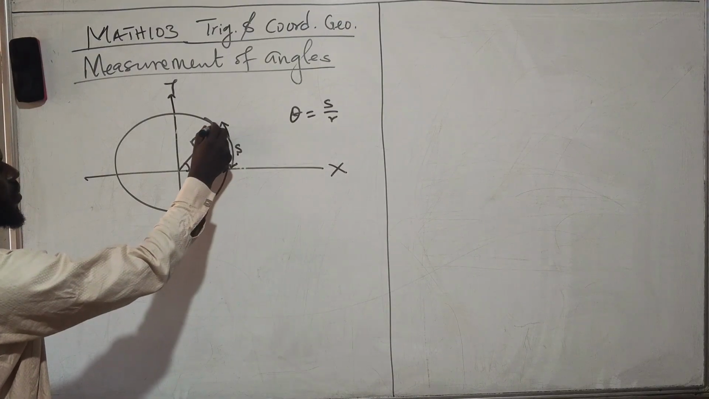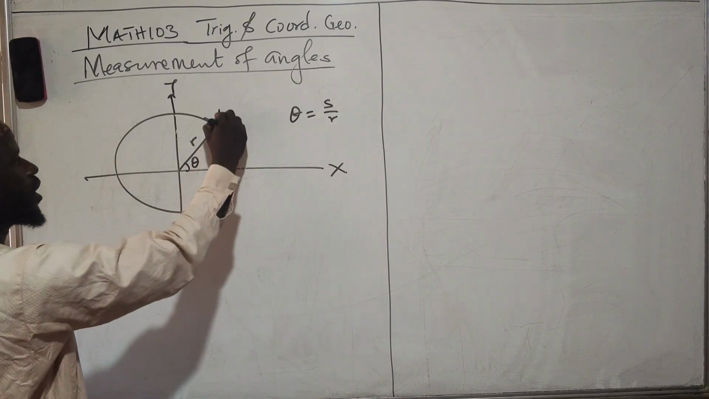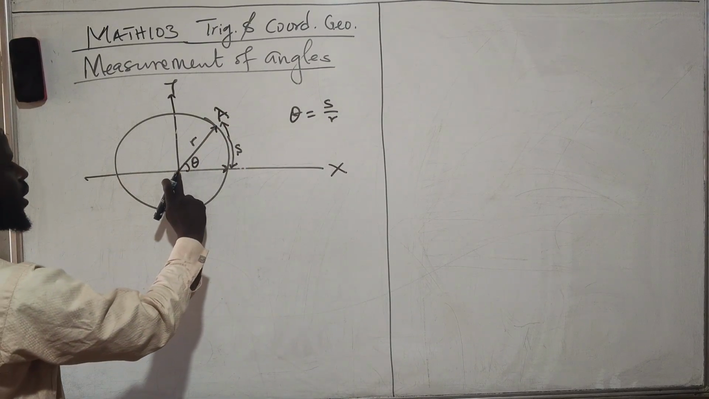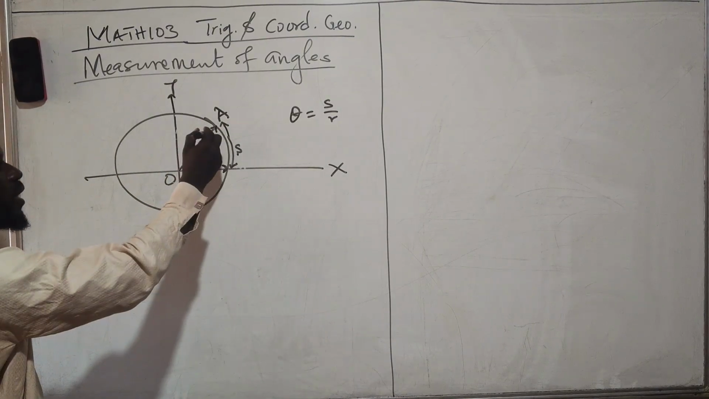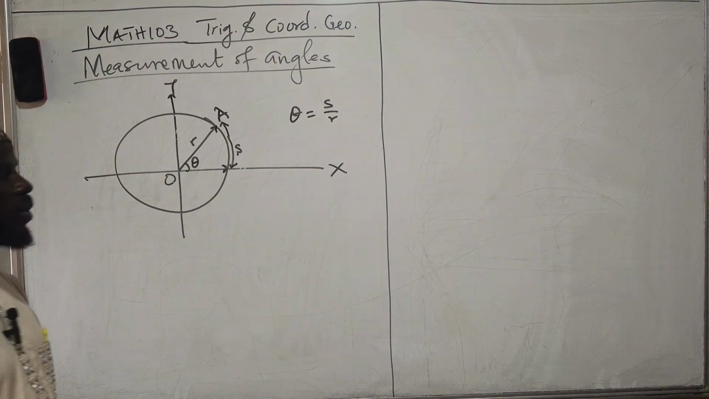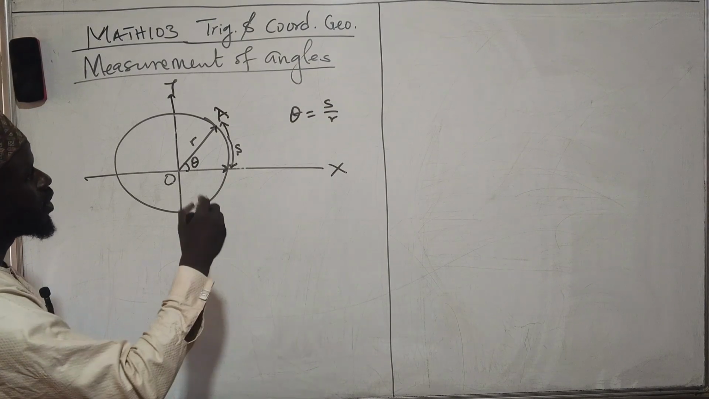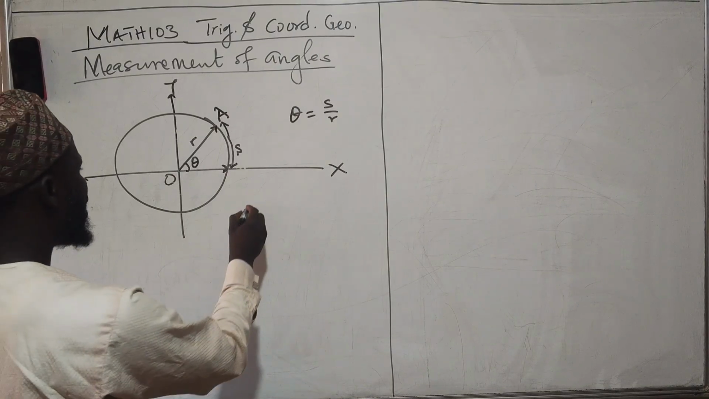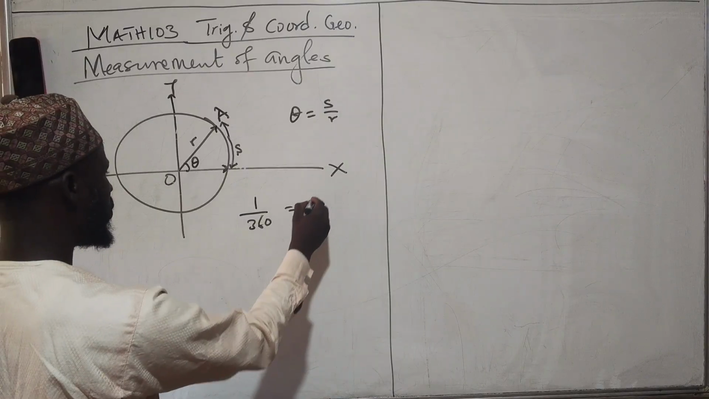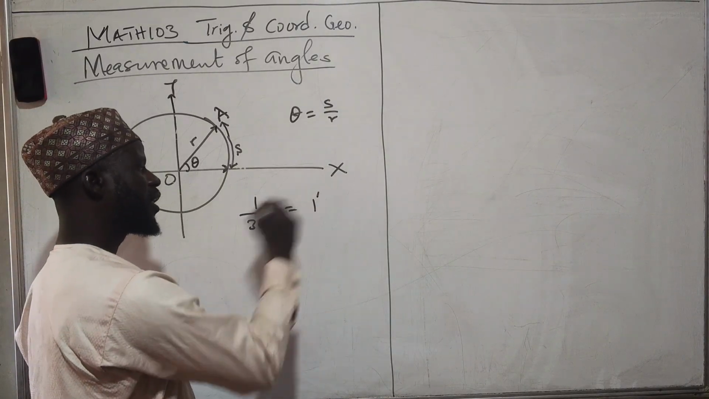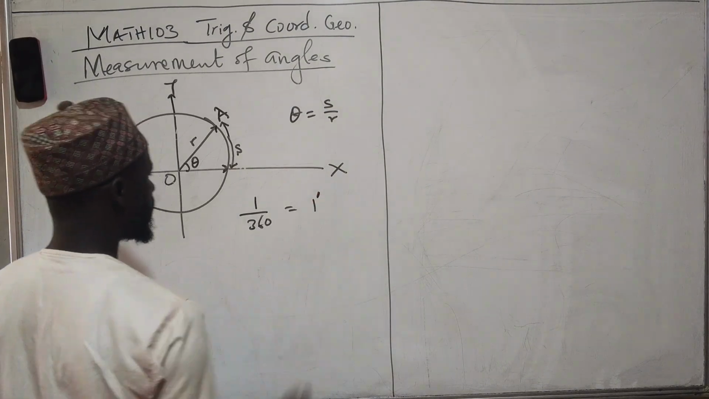Suppose now that this radius rotates. So let me write a here so that it will be 0a. Suppose that 0a rotates and has a complete revolution, then we are going to have 360 degrees. And so if you are measuring in minutes, then you have 1 over 360 degrees, and that will give you 1 minute. And we write a minute with this symbol.